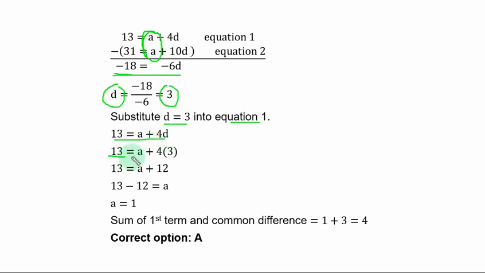You replace d with 3. You simplify to get this result. If you collect like terms, you have this result, and the first term a is equal to 1. Therefore, the sum of the first term and common difference is equal to 1 plus 3 equals 4. The correct option is A.